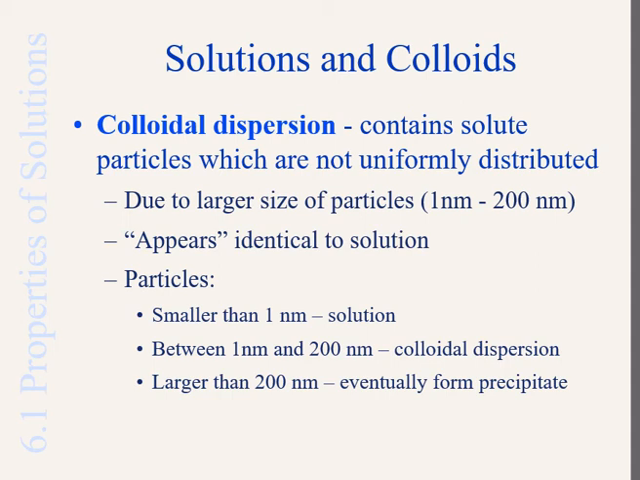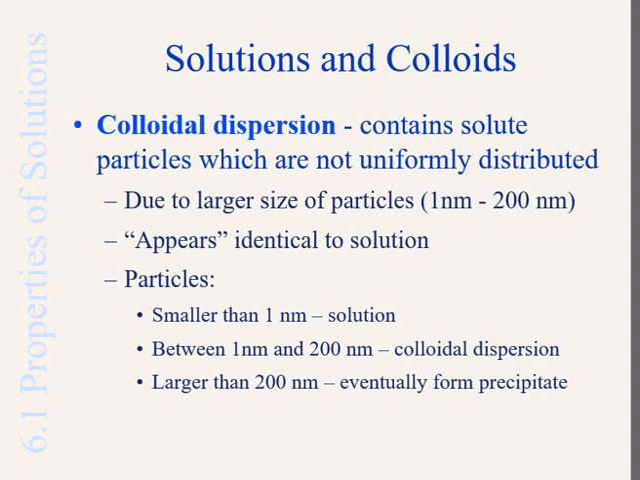Well, in a colloid, you have the size of the particles that are trying to dissolve themselves within the solvent, but they are just too large. The size is between 1 nanometer and 200 nanometer. In a true solution, the size of the particles are smaller than 1 nanometer, and so they do not scatter light. When you have a flashlight aimed at a solution, the flashlight would be able to go through it without the light being scattered.